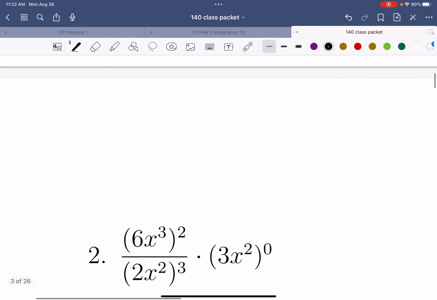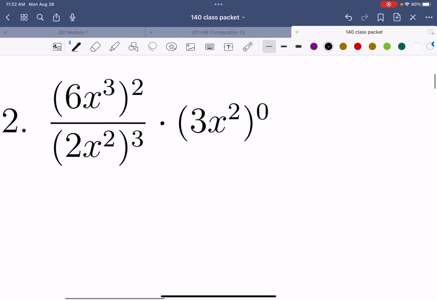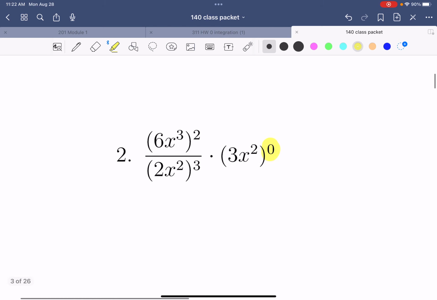On to number 2. The first thing I notice, I'm actually going to skip that first fraction and jump over here, and I have something in parentheses to the 0 power. That's not something we talked about, but we can jot it down.